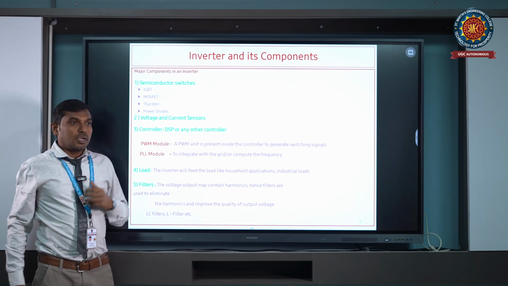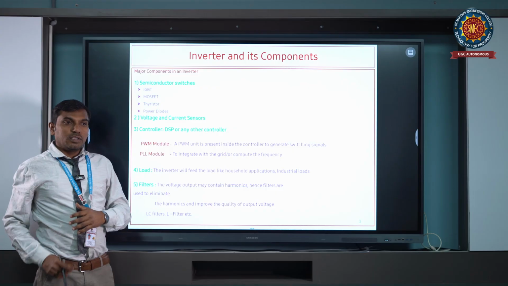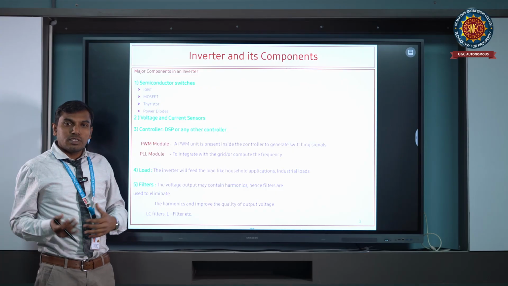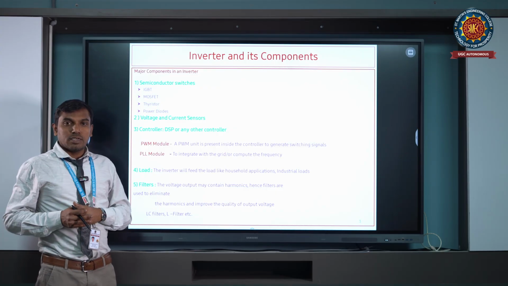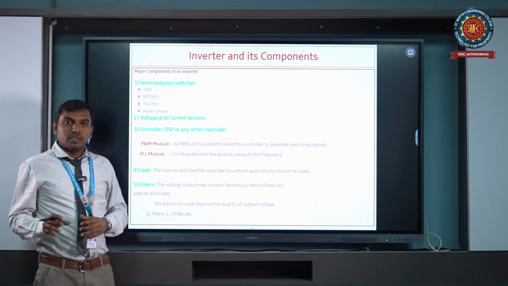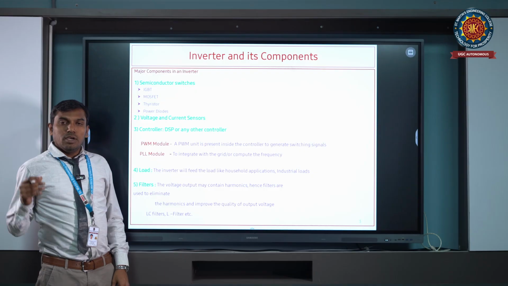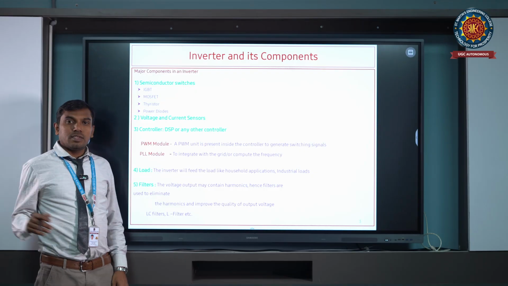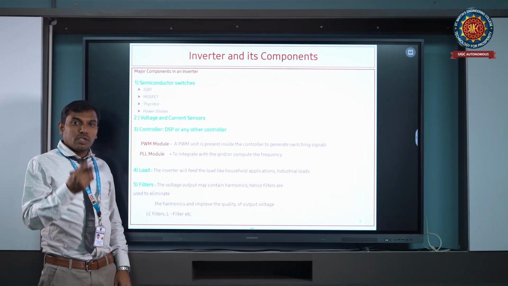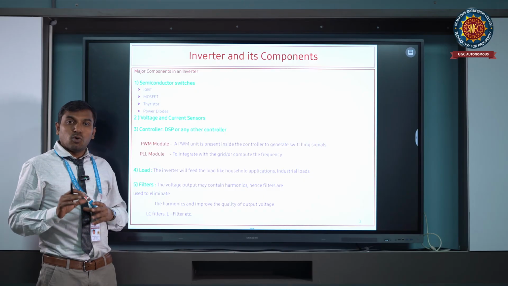And then we have voltage and current sensors. In order to find what is the type of voltage it is generating, what is the frequency it is generating, we need voltage sensors, and also based on the current, we need to know the magnitude of the current. To know it, we need current sensors. And these sensors are used as a feedback to the inverter so that we can control both voltage and current.